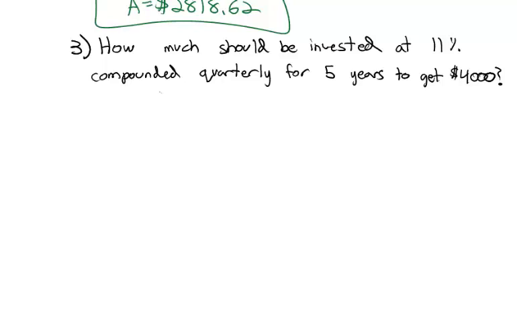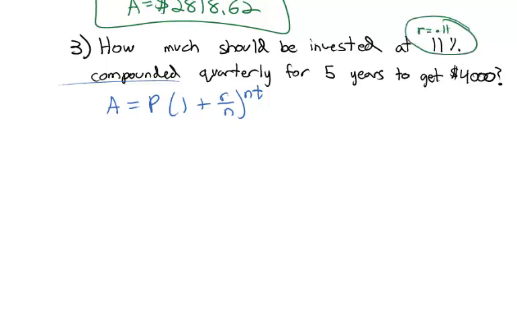Again, when we see the interest is compounded, we know that formula is A equals P times 1 plus R over N, all to the NT power. Let's look at what we know in this problem. 11%, that's the interest rate of 0.11. That's good to know. We're compounded quarterly. How many quarters in a year? That's our N. N is 4. 5 years. That's going to be our time.